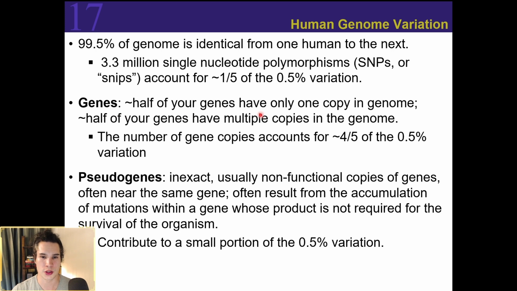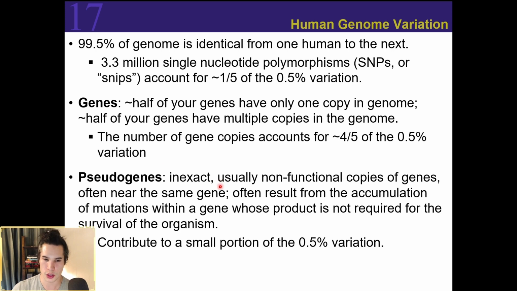Now, half of our genes only have one copy in the genome. However, the other half have multiple copies in the genome. So we're all going to have different copies of different genes within our genome, and that's going to account for 4/5 of that 0.5% variation between humans.